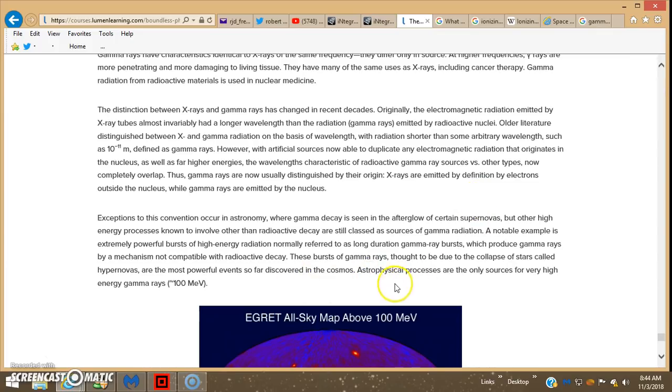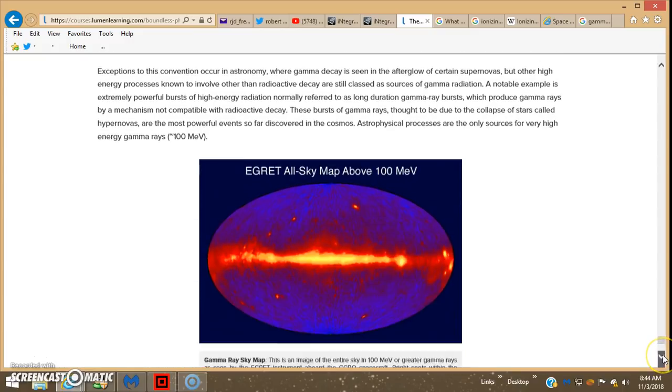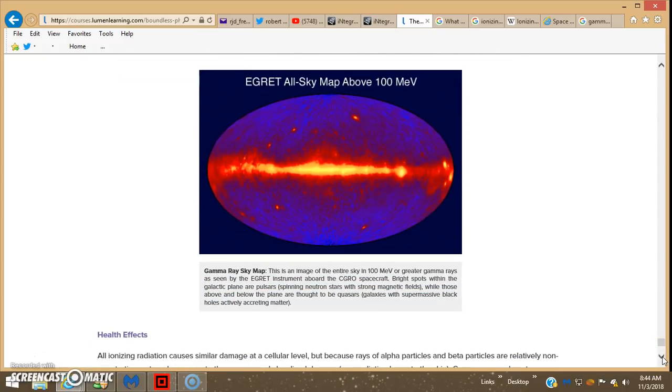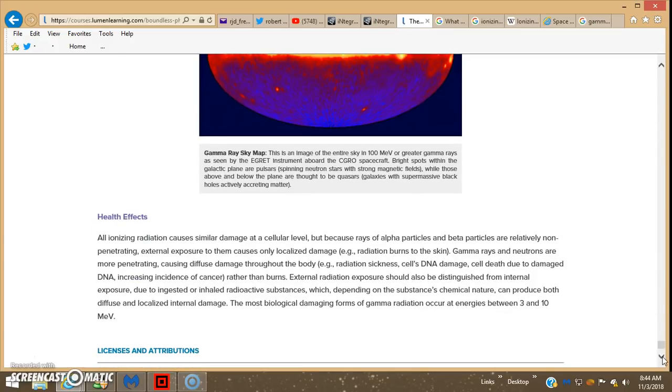So the only sources for these high energy gamma rays are astrophysical, of course. So Nemesis is a brown dwarf star or sun, emitting gamma rays, or by its fusion processes, photons are so excited that they're emitting gamma rays. The most biologically damaging forms of gamma ray radiation occur at between 3 and 10 MeV.